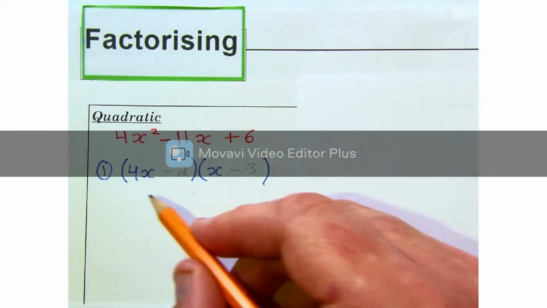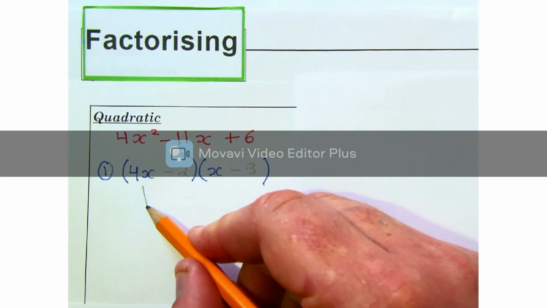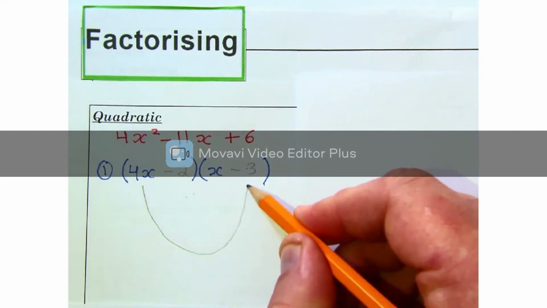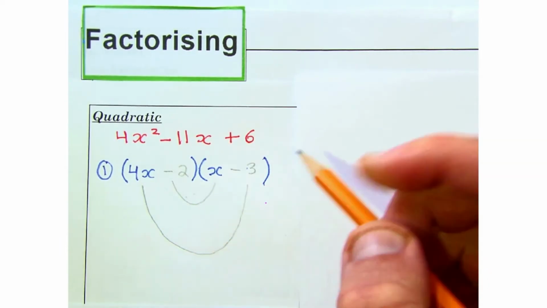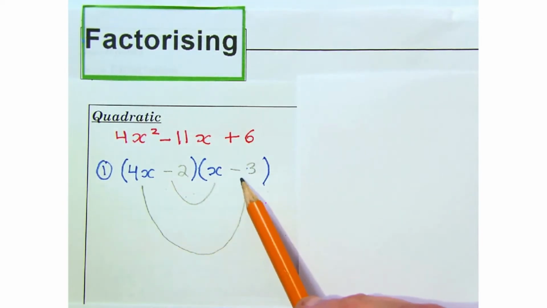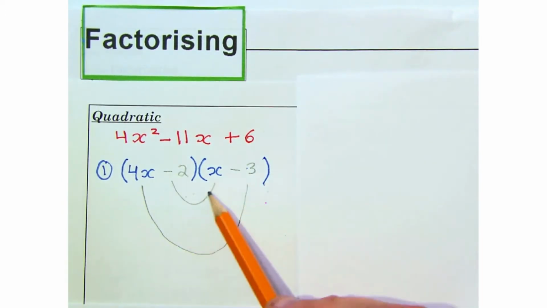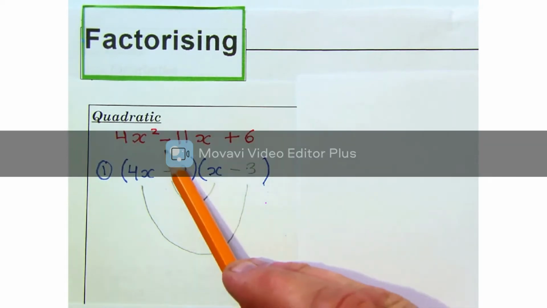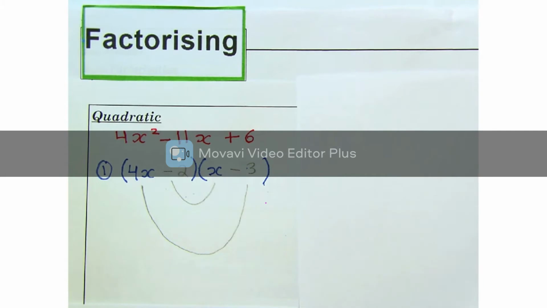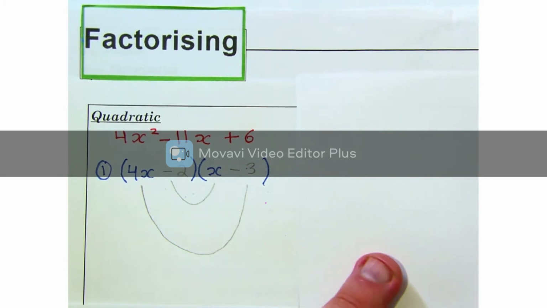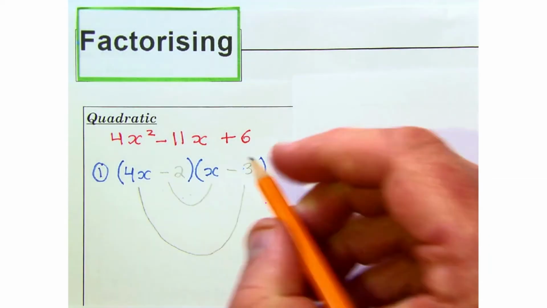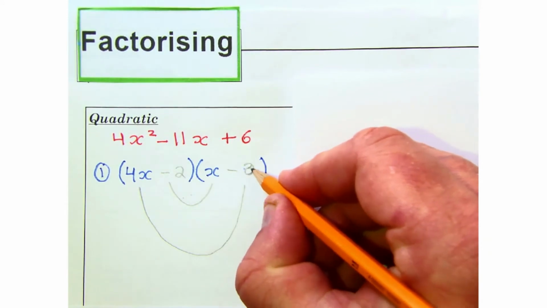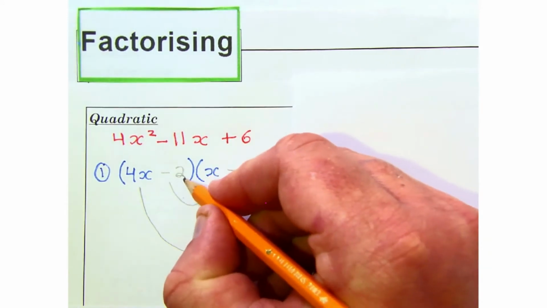Now the way we test is with the outers and the inners. So if I multiply the outers there, I get minus 12. The inners, I get minus 2. They add up to minus 14. That's incorrect. Okay, so I tried the second type. All right. So I'm going to try, for example, switching them around. Okay, so I'm going to try maybe minus 2 there and minus 3 there.